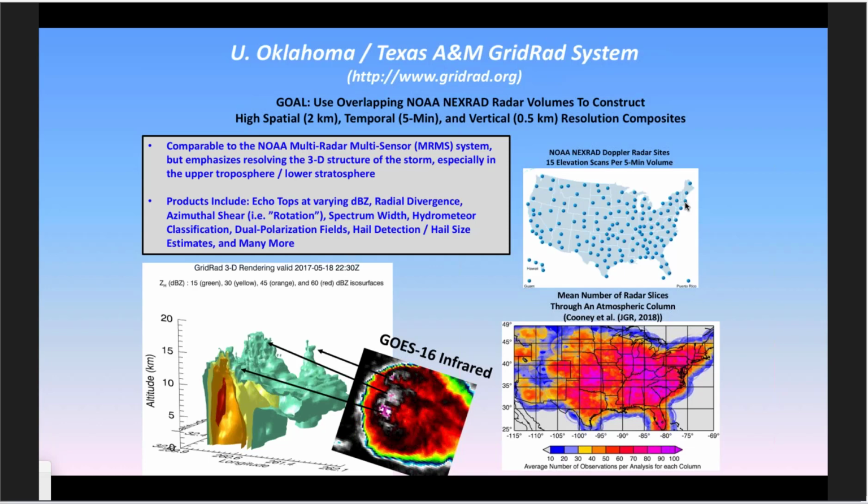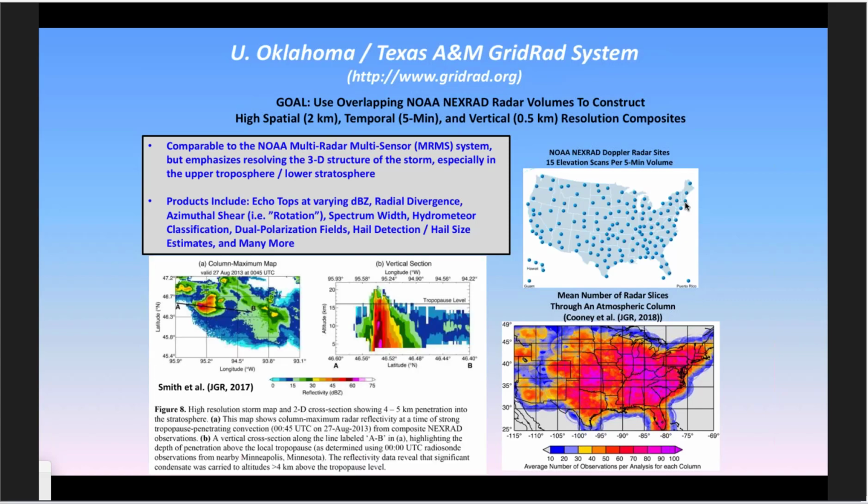But within this product, you have all sorts of different fields: echo tops at varying dBZ levels, radial divergence, azimuthal shear, and all sorts of things that you all are accustomed to looking at from radar perspectives. So you see in the lower left is just kind of an isosurface of the radar, where we have these really high peaks of echo tops. These are some storms that are producing plumes in the infrared, as I show in the lower left. And there's just a cross-section of what some of this GridRad data looks like, pretty standard for those that are familiar with looking at radar data.